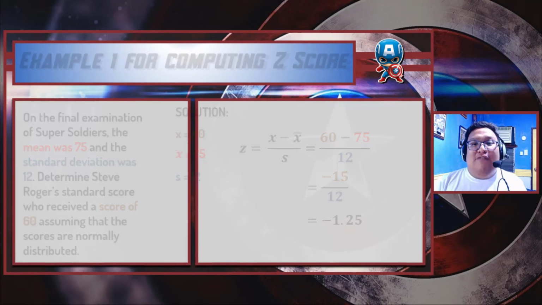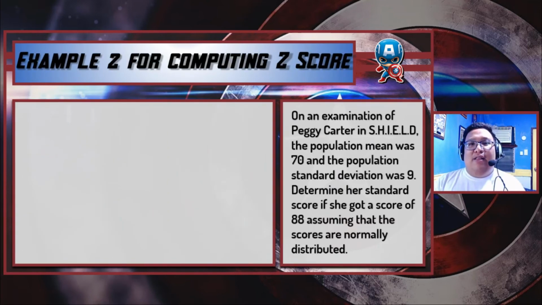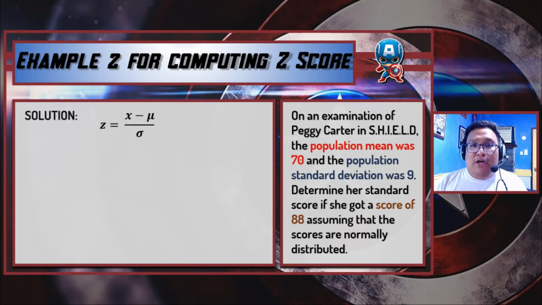Right? So let's have another example. How about this one? On an examination of Peggy Carter in Shield, the population mean was 70 and the population standard deviation was 9. Determine her standard score if she got a score of 88, assuming that the scores are normally distributed. Okay. So, in this particular example, we're going to use the formula and then state all the given.